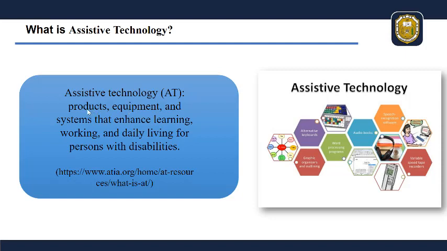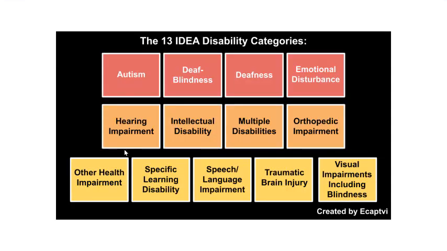What are assistive technologies? Assistive technology is any product, equipment, system, or educational software or hardware that enhances learning, working, and daily living for persons with disabilities. There are different categories of disabilities. Some of them are autism, deafness, blindness, emotional disturbance, hearing impairment, and intellectual disabilities. Some students have multiple disabilities, and so on.